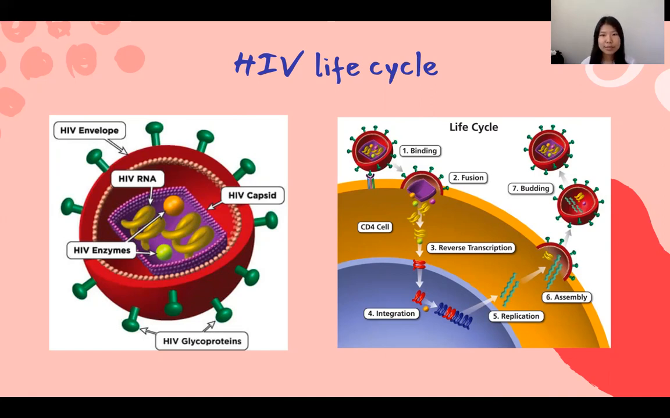The sixth step is assembly, so the new HIV protein and RNA move to where it's not infected. And lastly, budding, so HIV releases its enzyme and creates chains in the infected cells. So all the chains in the CD4 nucleus will be infected by HIV rapidly.